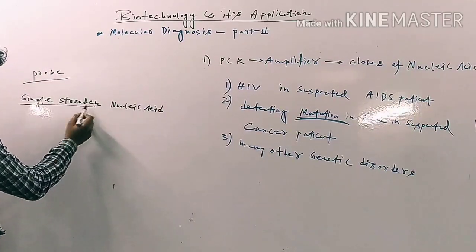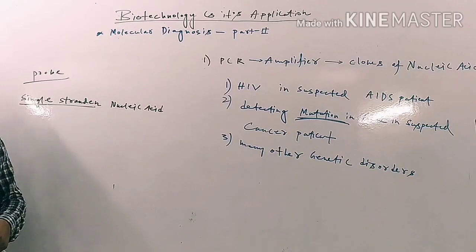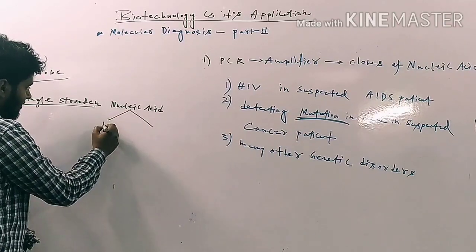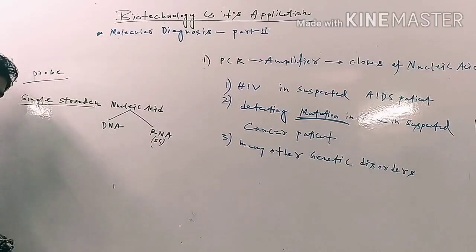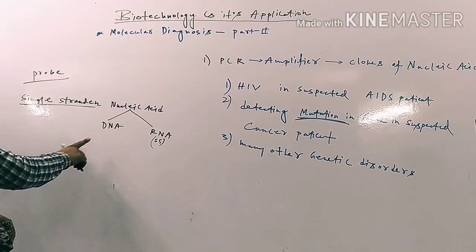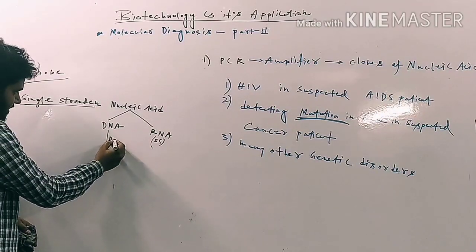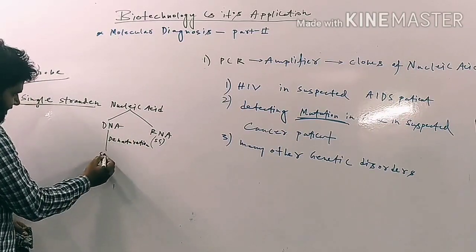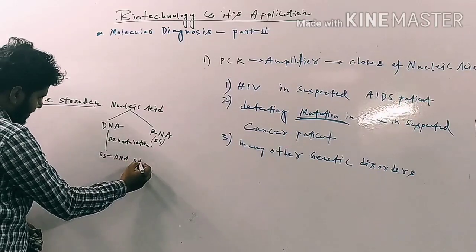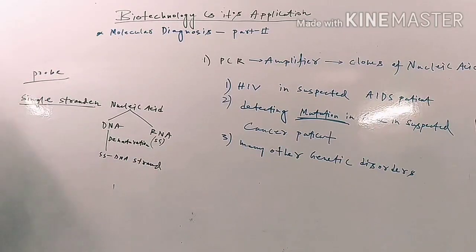It must be single stranded. A probe is never generated from a double stranded nucleic acid; it is always produced from a single stranded nucleic acid. Nucleic acid may be of two types, DNA and RNA. RNA is normally single stranded, so there is no problem. But you know DNA is double stranded. Then what you have to do is denature this DNA. If you do the denaturation, then an ssDNA strand can be obtained.